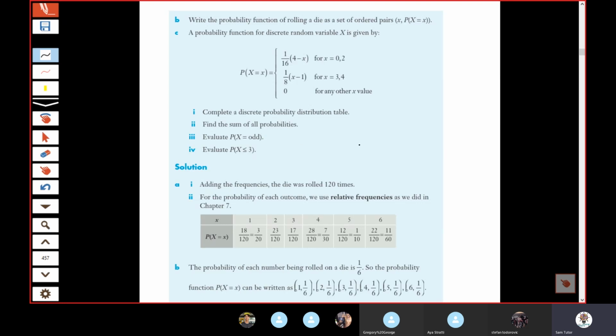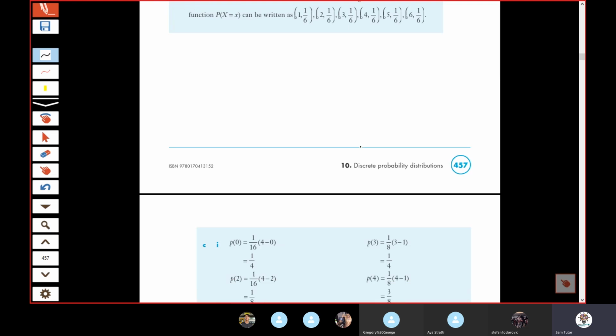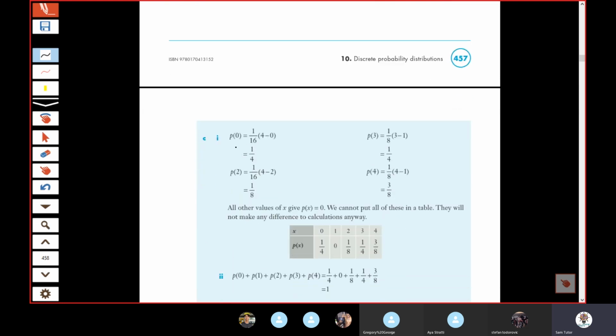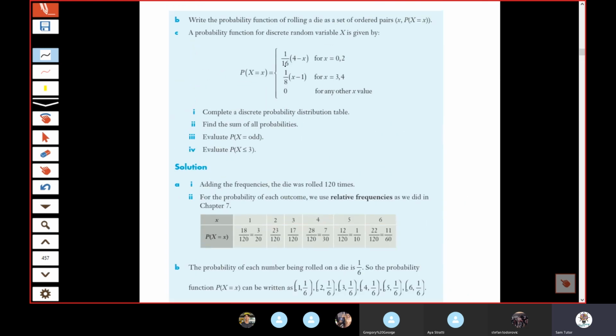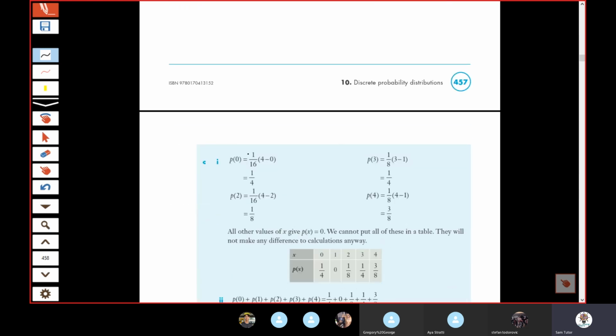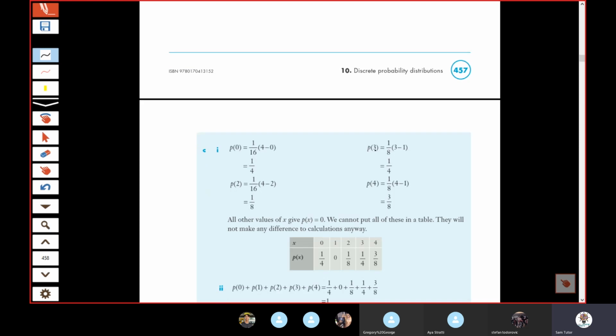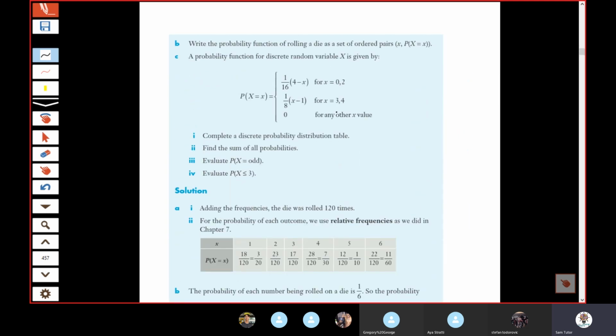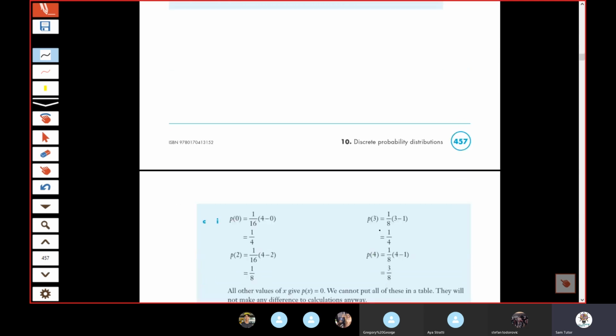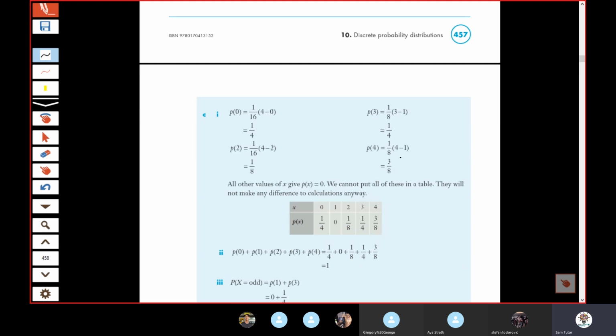Complete a discrete probability distribution table. That would look like this. When it's 0, you sub it in and you get a quarter. When it's 2, you sub it into that one as well, and you get an eighth. When it's 3, you sub it into the next one, and it's a quarter. When it's 4, it's 3/8. When it's anything else, so when it's 1, it's 0. When it's 5, it's also 0. When it's 6, it's 0, for example.